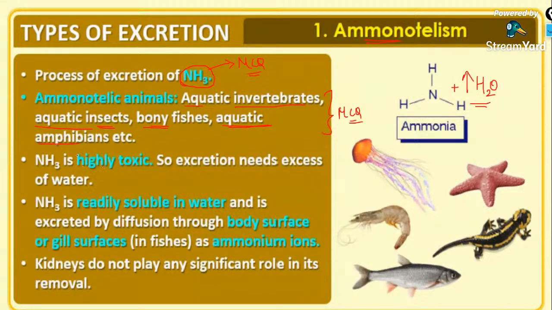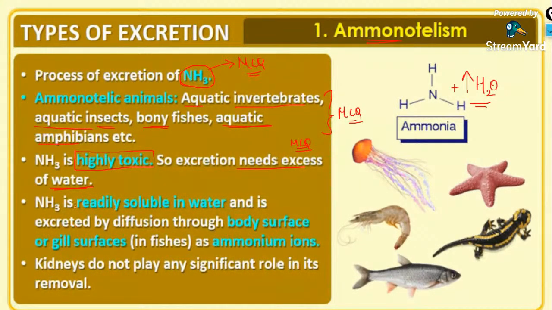Next, NH3 is highly toxic or poisonous, so its excretion needs an excess of water. Very important question: the most highly toxic nitrogenous waste, that is ammonia, requires a high amount of what? A high amount of water for its excretion.